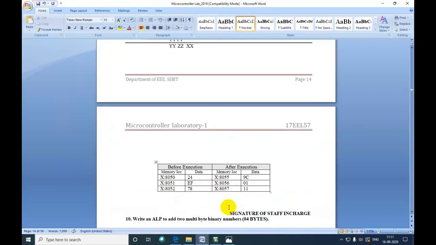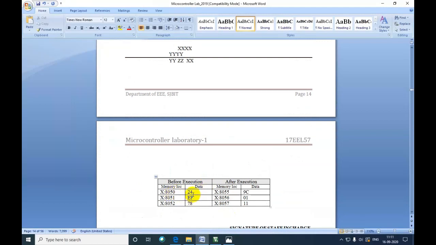Seeing this table here, 8050 had 24, which is fetched to A and also copied to B. Why? We need 24 two times: 78 into 24 and 24 into EF. Two times we'll need it. And I am also making one temporary copy on the stack.